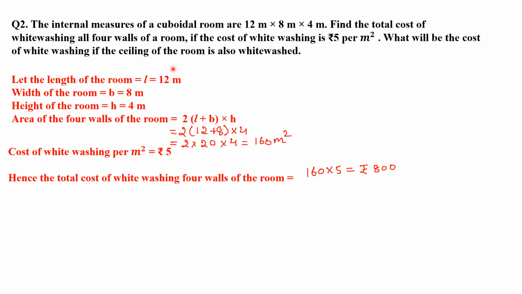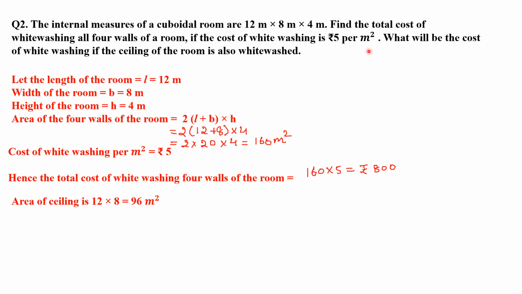Now you have to find what will be the total cost of the whitewashing. So first find the area of the ceiling. Area of the ceiling means area of the top, and area of the top is length into breadth. So area of the ceiling will be length into breadth, which is 12 into 8, which will give you 96 meter square. Now what is the cost of whitewashing the ceiling?